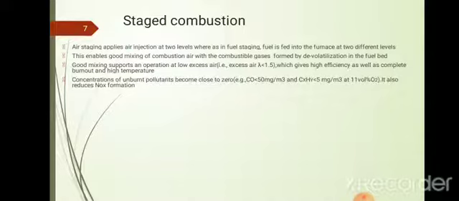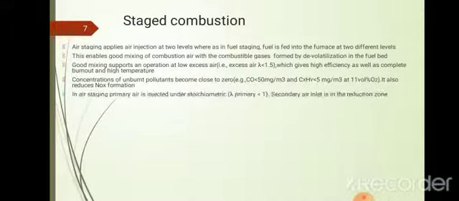In staged combustion we have observed that the combustion products like carbon monoxide, an unwanted product in combustion, will be even less than 15 milligram per meter cube. Similarly hydrocarbons, CxHy, will be less than 5 milligram per meter cube, at oxygen, atmospheric oxygen excess air of 11%. So that means it will also reduce NOx emission. So these unwanted emissions we can reduce by employing staged combustion.